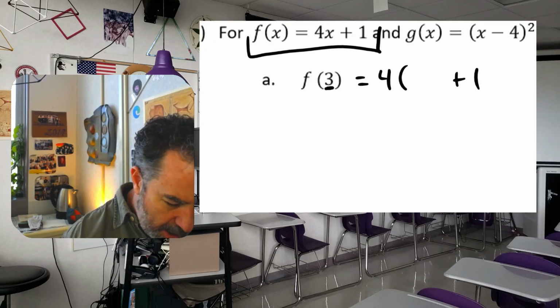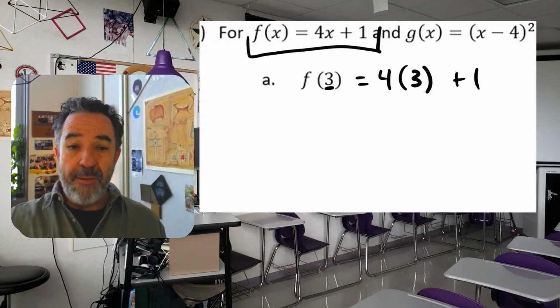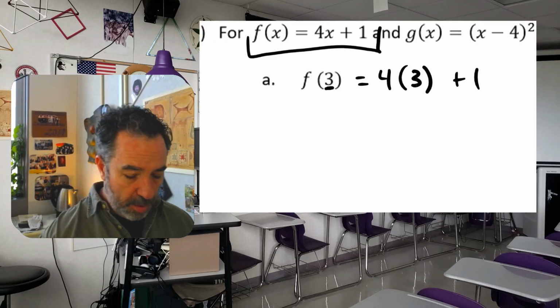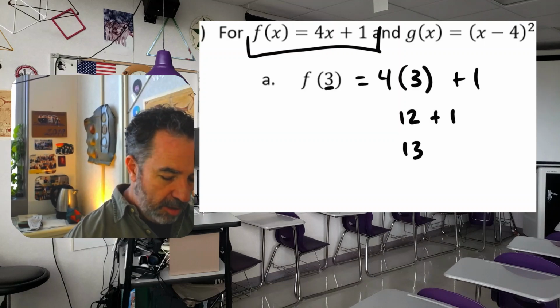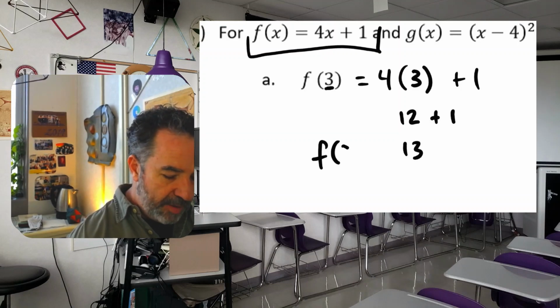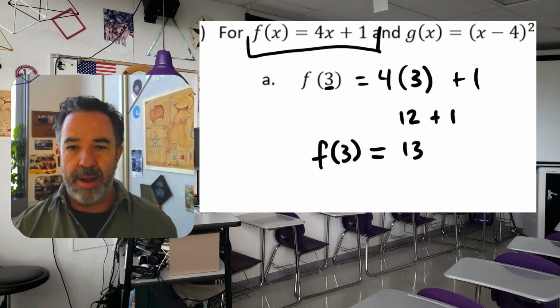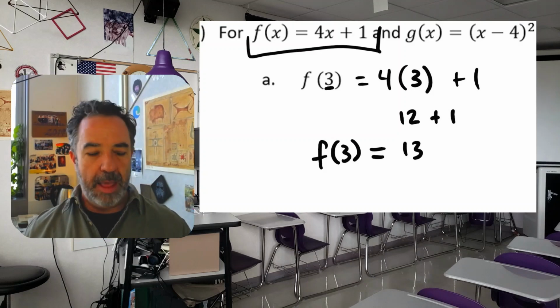That didn't work. I'm going to place a 3 in there. Oh, so f of 3 is 4 times 3 plus 1, right? 4 times 3 is 12, plus 1 is 13. So when the function f gets 3, it gives me 13. I give it 3, it gives me 13. f of 3 is 13.